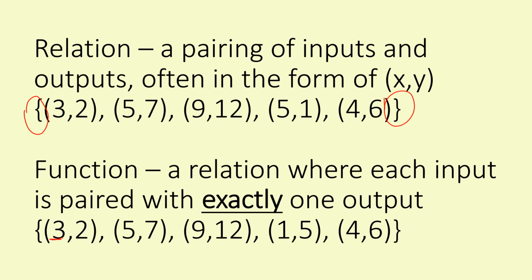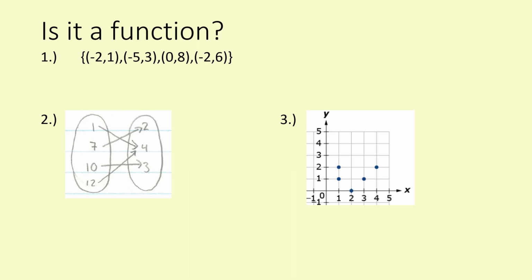So each x is paired with exactly one y. So if we look at all of these x's, they're all different. That's what makes this a function. There's a number of different ways that we can display relations. So we can do them as a set of ordered pairs, like we have here. Okay, we can do a map where we have two different ovals, inputs on the left, outputs on the right, and then we just draw arrows in between them. Okay, or we can have a graphical display on a coordinate plane.